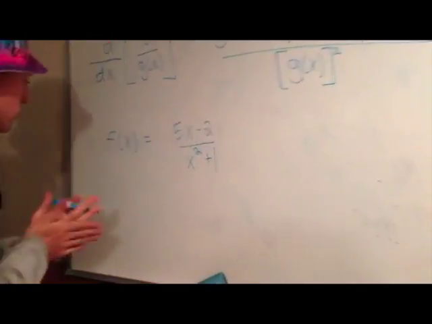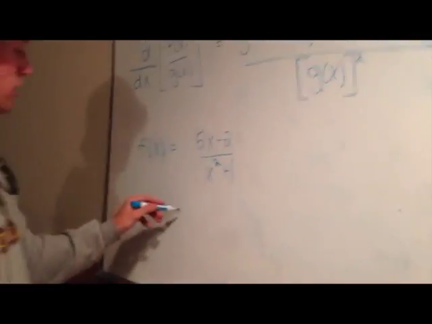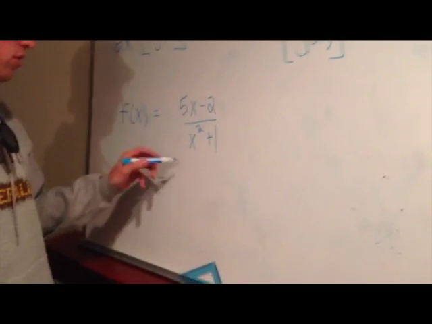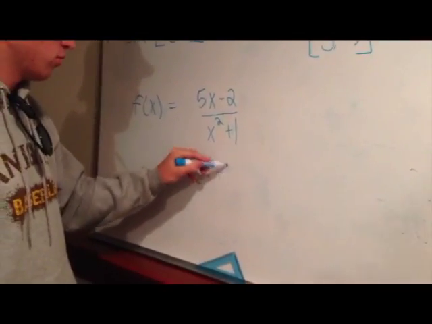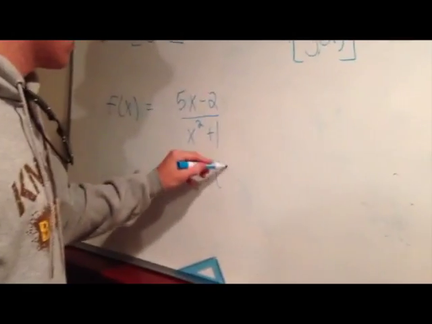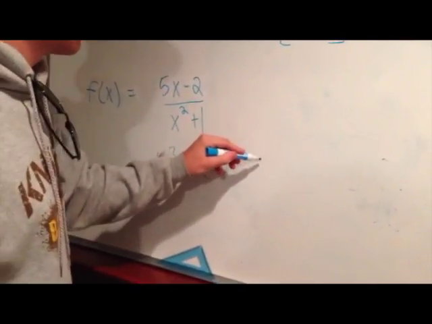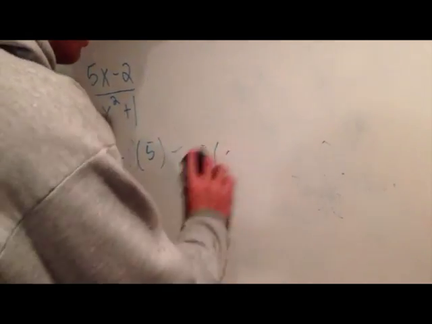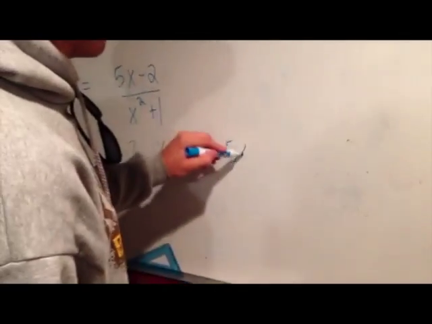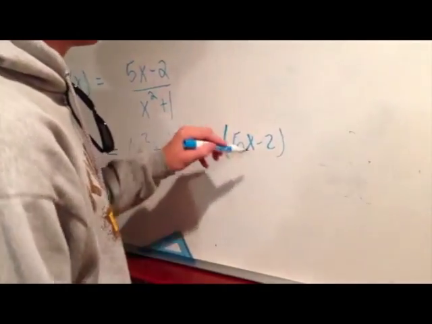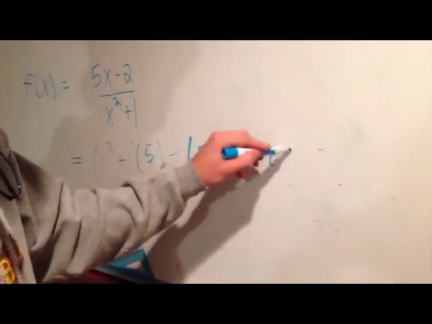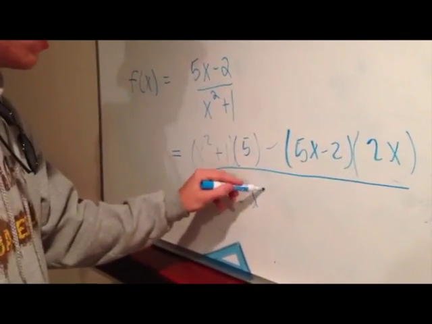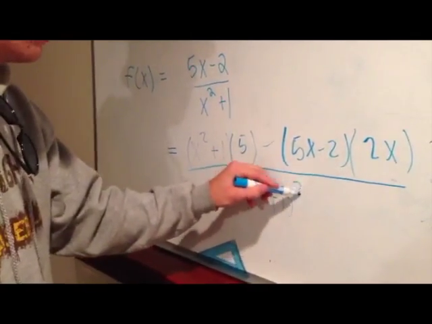Let's do a little example here to show how it's done. So 5x squared minus 2 over x squared plus 1. We're going to take the first one, x squared plus 1, times the derivative of the second, 5x, minus the numerator, 5x squared minus 2, times the derivative of the denominator, which is 2x. All of that is divided by x squared plus 1, squared.